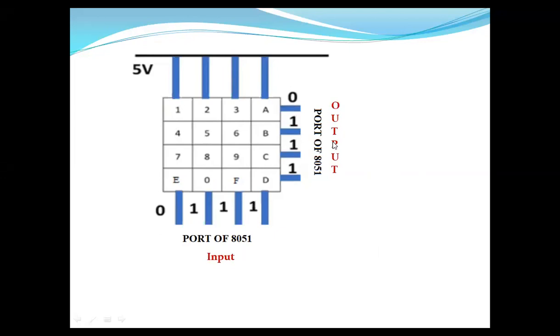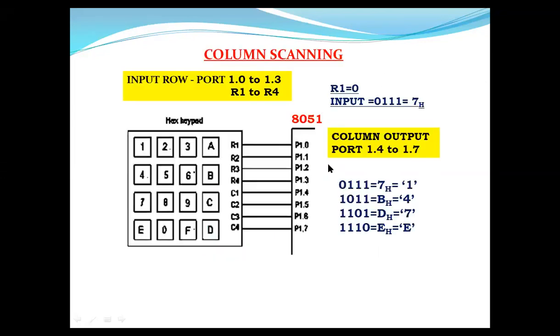For this identification, you have to write a program. Okay, so here, this is your column scanning. So here, how do you scan? This is how it will be connected. Okay, so I said 4 rows and 4 columns. So R1, R2, R3, R4. This we are connecting to port 1. So we'll take port 1 itself for rows and columns. Okay, will not disturb.